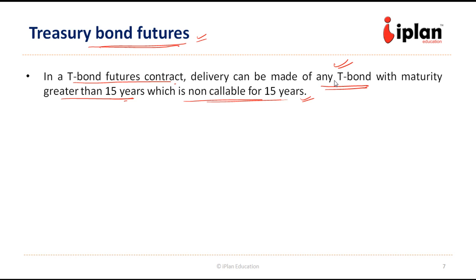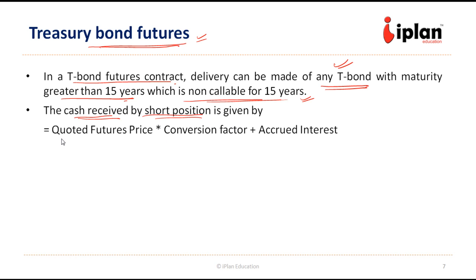The Chicago Board of Trade generally defines the conversion factor for all the bonds. Any of those bonds can be delivered. So on delivery, the cash received by the short position can be simply calculated as the quoted futures price, multiplied by the conversion factor that is defined by the Chicago Board of Trade for different treasury bonds every day. And when we calculate the accrued interest, we can just add it up.